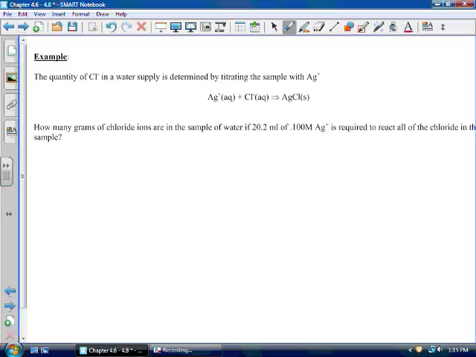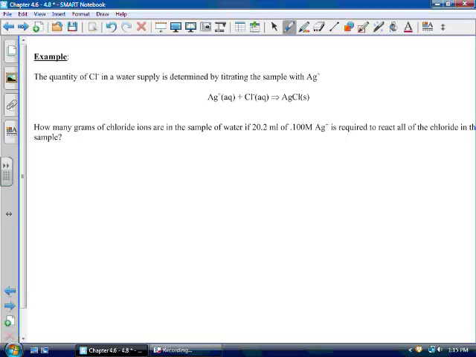Let's look at yet another example. The quantity of chloride in a water supply is determined by titrating with silver ions. And this is an oxidation-reduction reaction. We're taking silver ions and reacting them with chloride ions and making silver chloride compound. All right, so again, we start with: how many grams of chloride ions are in a sample of water if 20.2 milliliters of 0.10 molar silver ions is required to react all the chloride in the sample? And you might have another question down here in your notes that says what percent of the solution is chloride. You can ignore that for this sake because you really haven't been given enough information.